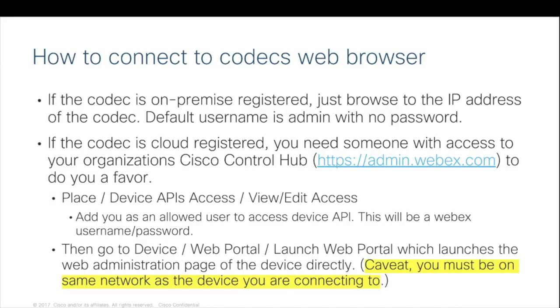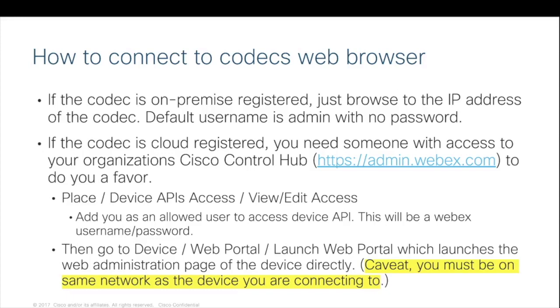Okay, so we've had examples of a couple of macros. So now, how do we connect to the web browser on the codec to begin with to load these things and edit them? If the codec is on-premise registered to your local call manager, you're going to browse to the IP address of the codec. You just go in your browser, type in the IP address, and it'll ask you for login credentials. The default here is admin with no password.